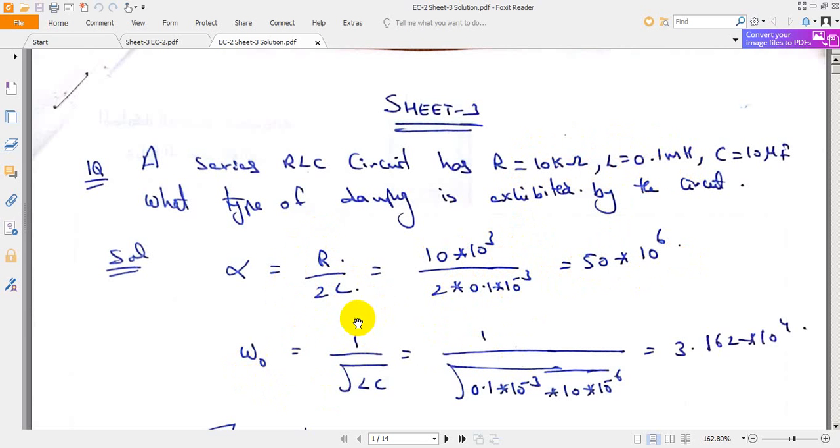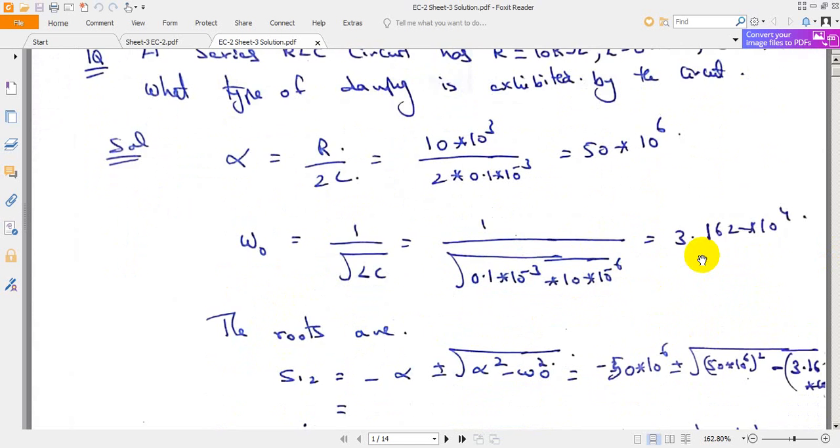Coming to omega naught, 1 by square root of LC, substitute L as 0.1 millihenries and C as 10 microfarads. You will get 3.162 into 10 to the power of 4. If you observe, the alpha value is greater than omega naught, both in the power of 10 and the individual number. It means the system is over damped.